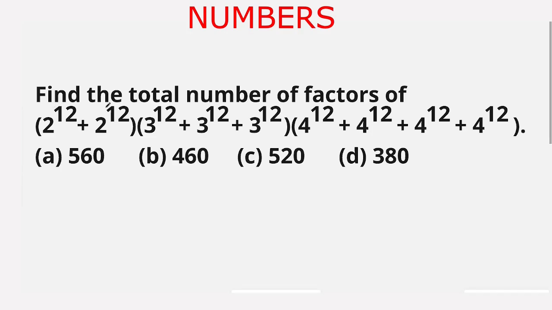Our question is, find the total number of factors of 2 to the power 12 plus 2 to the power 12 multiplied by 3 to the power 12 plus 3 to the power 12 plus 3 to the power 12 multiplied by 4 to the power 12 plus 4 to the power 12 plus 4 to the power 12 plus 4 to the power 12. The given options are option A 560, option B 460, option C 520, option D 380.